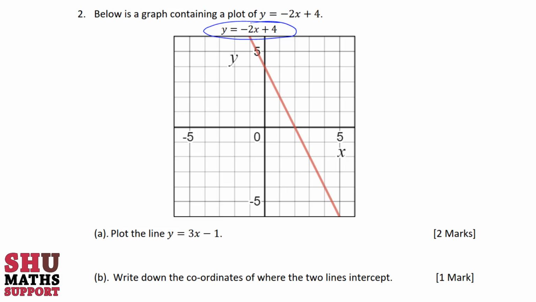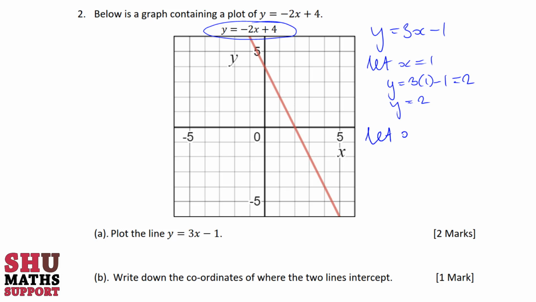So the way I always like to do these problems is, if I have y is equal to 3x minus 1, if I let x equal 1, then I'd have y is equal to 3 times 1, which is 3, minus 1, which is 2. So y would be equal to 2. And if I let x equal minus 1, then I'd have y is equal to 3 times minus 1, which is minus 3, minus 1, which is minus 4. So what I'm able to do is draw a line that goes through x is equal to 1 and y is equal to 2, and also goes through x is equal to minus 1 and y is equal to minus 4.